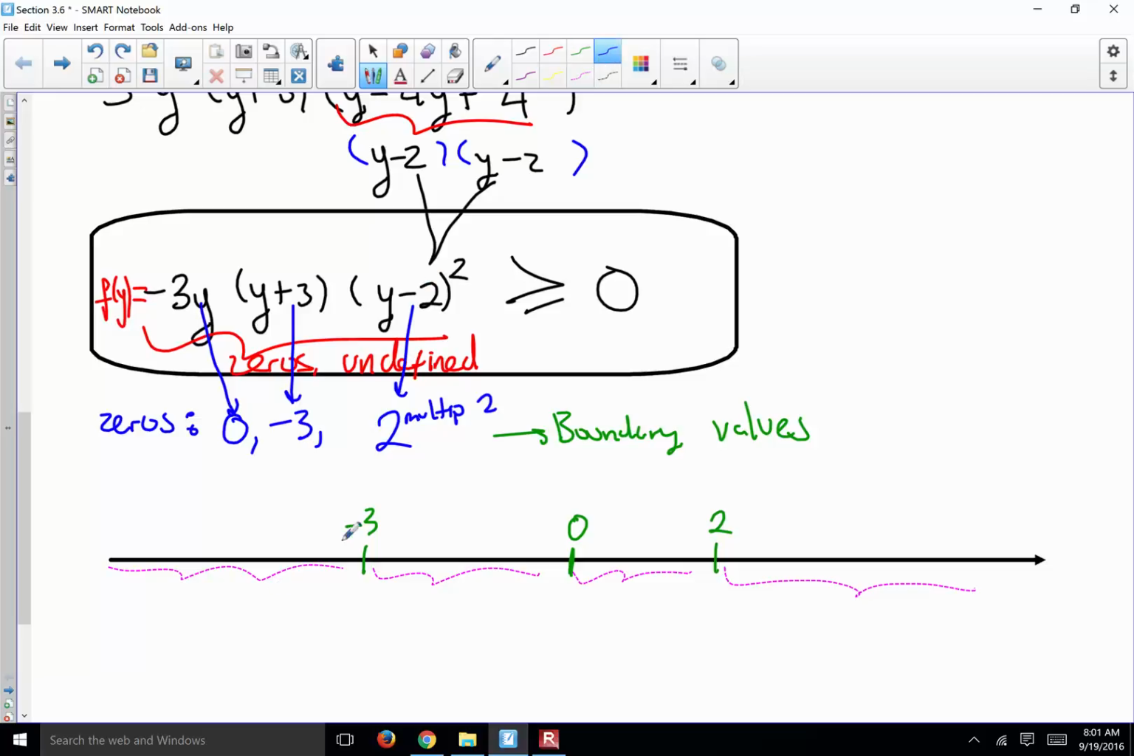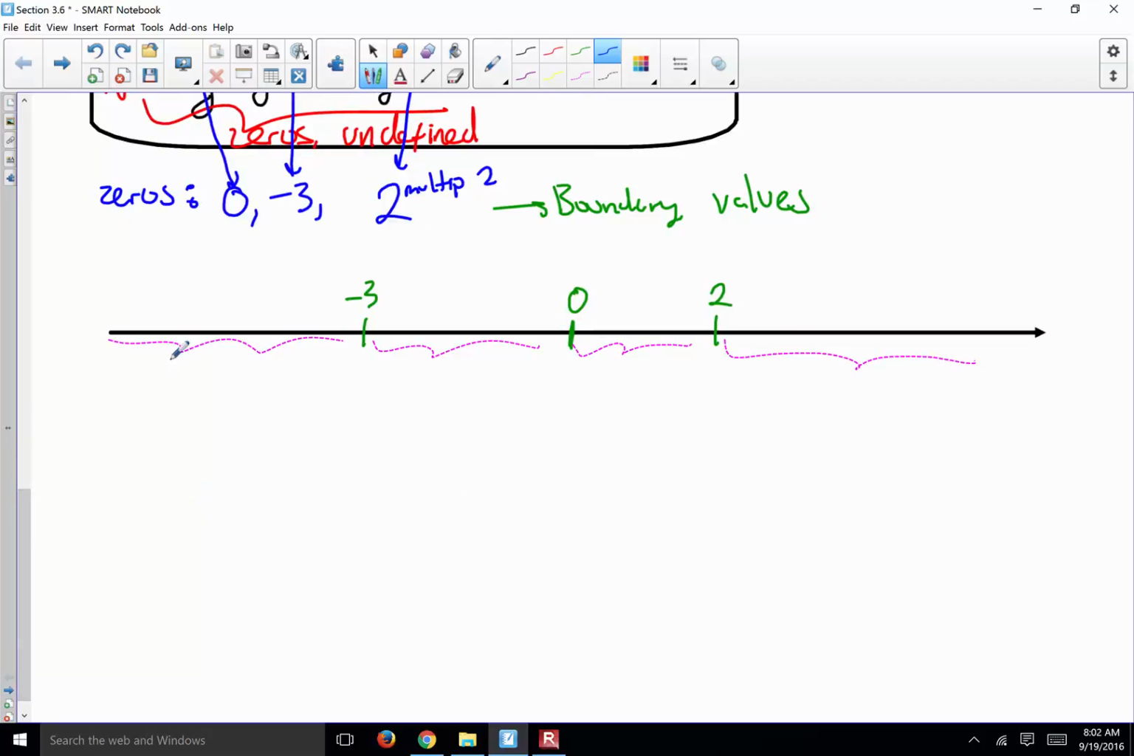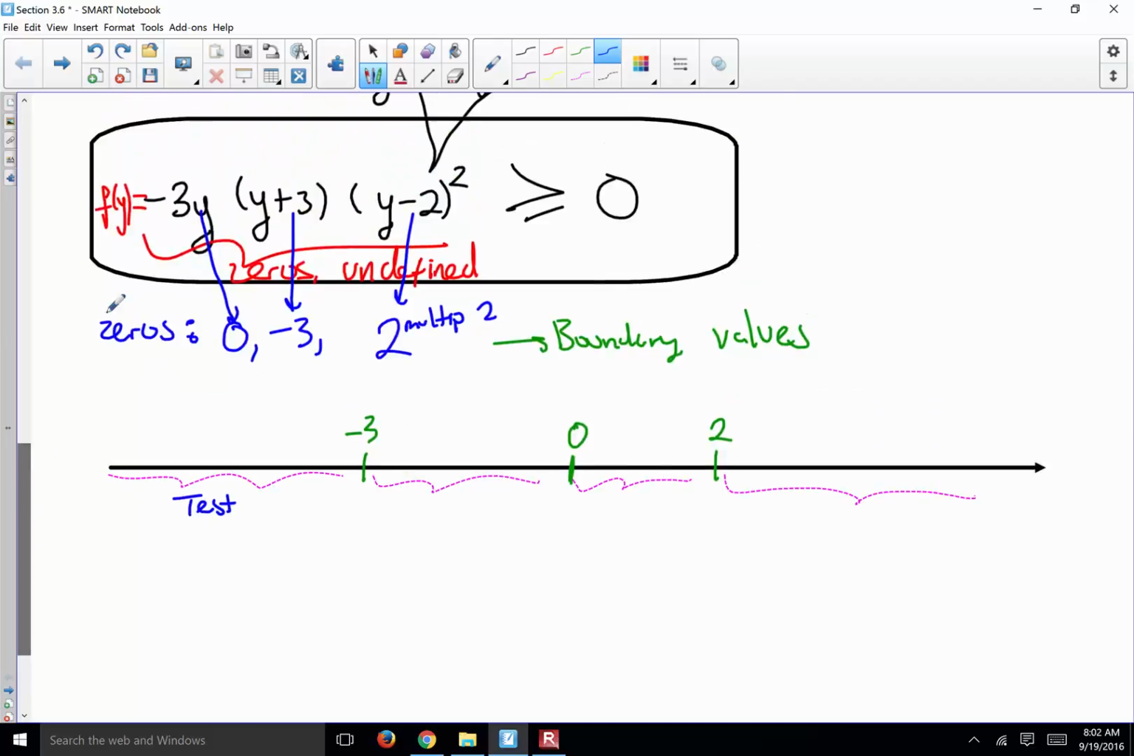Alright, so how can I figure out really before minus 3 what this function will be, positive or negative? How can I test it? What's the easiest way? Before minus 3, I want you to test it here on this region. How can I test whether this f of y is positive or negative there? Anyone?